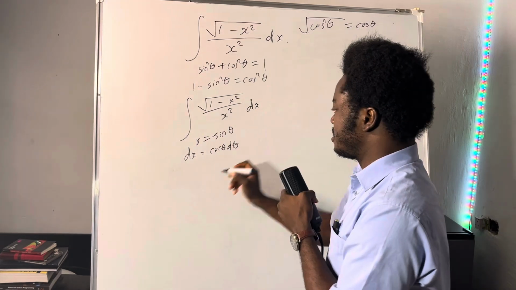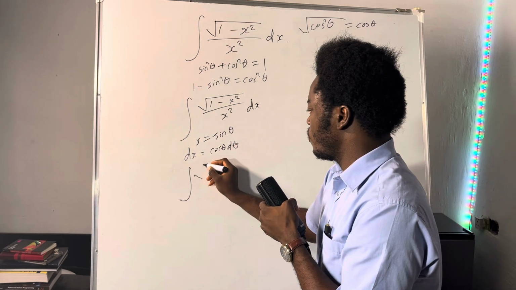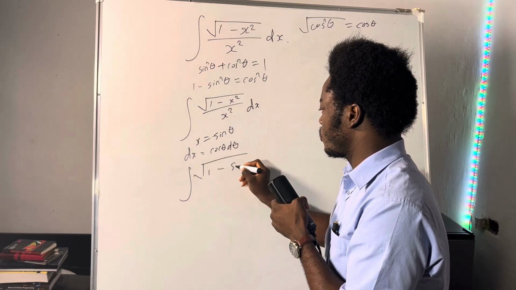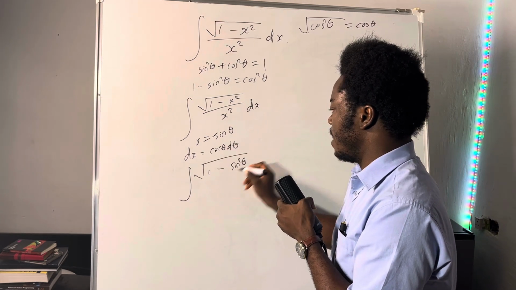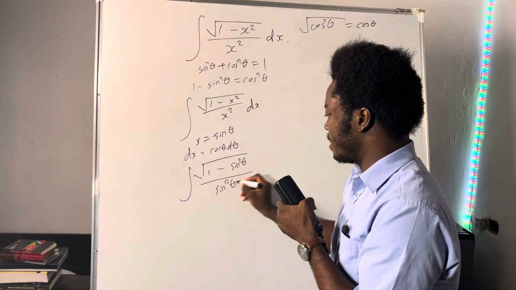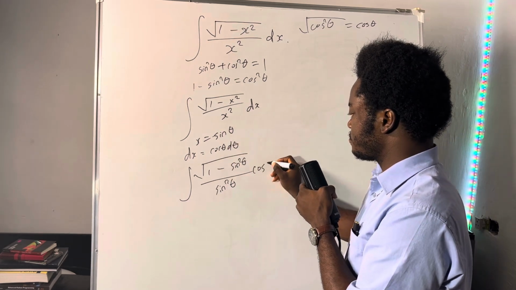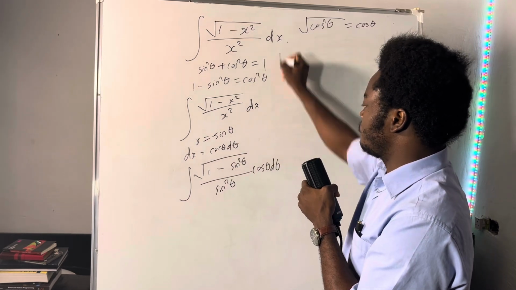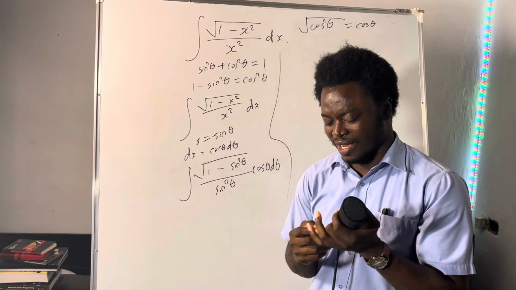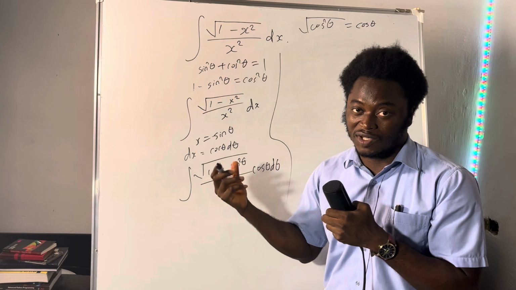So if you come to this integral, this will be the integral of, instead of 1 minus x squared, we have a square root of 1 minus sine squared theta. And instead of just x squared, we now have sine squared theta, and then dx becomes cos theta d theta. Of course, many of you argue that, okay, but we already made it complicated. Yeah, it may seem so, but we are going to simplify it.